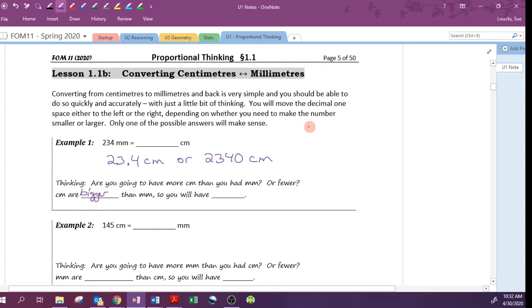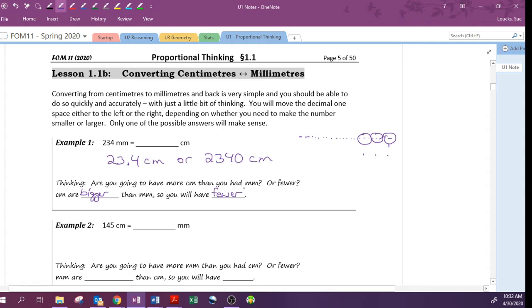So if you think about this, all of these are my millimeters. I've got 234 millimeters. And what I'm doing is I'm going to take every 10 of those and call that 1 centimeter. 10 is going to be 1 centimeter. So I'm going to have fewer centimeters than I had millimeters, okay? Because my centimeters are bigger and I'm taking chunks of my millimeters with them. I hope that made sense.